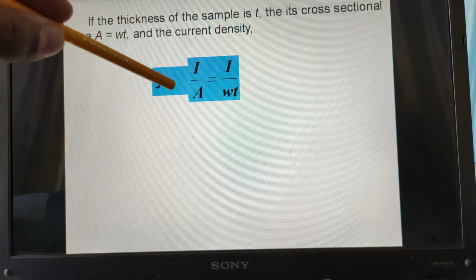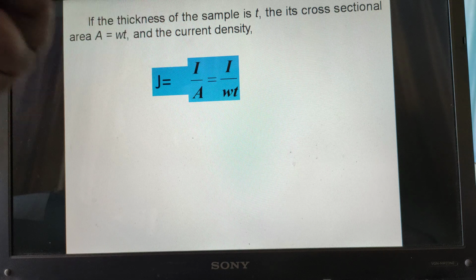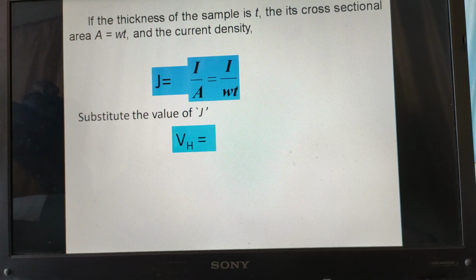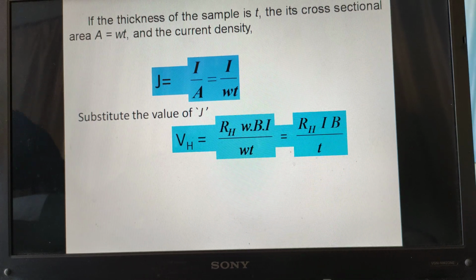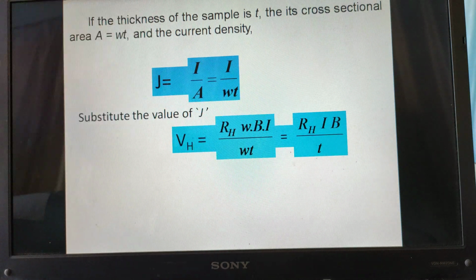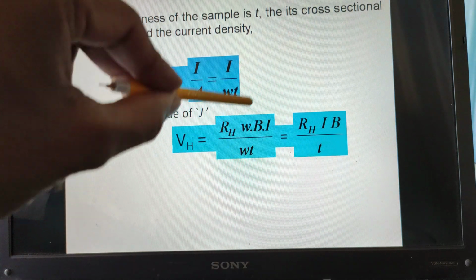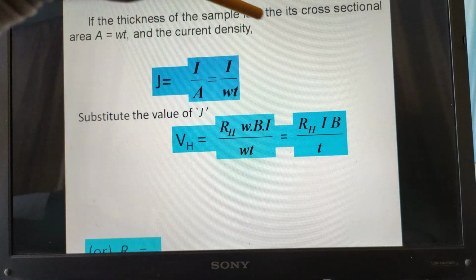We can also calculate current density. So J is equal to I by A, where A is the area of cross section. W is the width, T is the thickness, so multiplying these two gives the area. By substituting this value, we can finally calculate VH in terms of W and T also. So VH is equal to RH W VI divided by, as we calculated earlier, this area replaced by WT. Finally W cancels, so this is RH IB divided by T. This is a simple formula used in labs for calculating the Hall voltage, or we can calculate the Hall coefficient also.